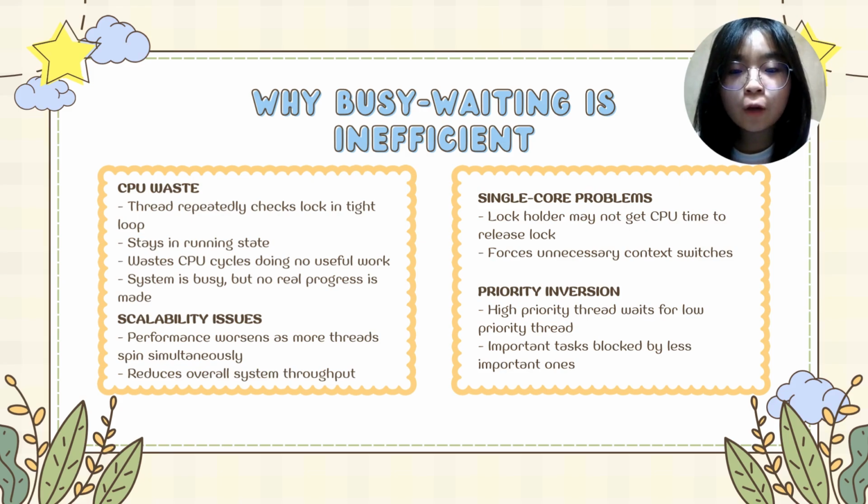Third, single core problems. On a single core system, if the waiting thread is currently running, the lock holder cannot execute to release the lock. This forces unnecessary context switches and causes significant delay. Finally, priority inversion. A high priority thread might wait for a lock held by a low priority thread. This means important tasks get blocked by less important ones, which is the opposite of what we want. This is why modern operating systems prefer higher level synchronization mechanisms like semaphores that block threads efficiently without busy waiting.